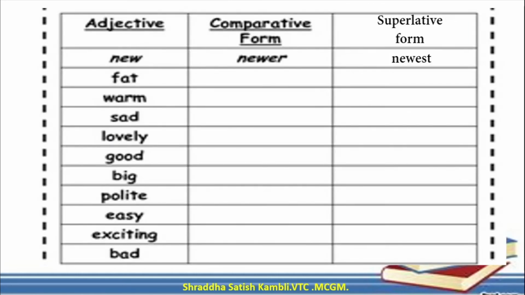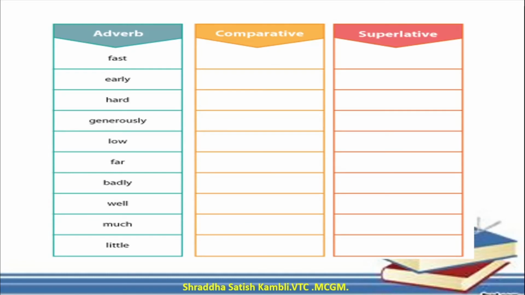You are supposed to write the comparative form and superlative form of all these adjectives. You have new, newer, newest as an example. You have fat, fatter, fattest, warm, warmer, warmest, so you will write and complete. There are some irregular forms also somewhere in the middle. Then there is this exercise where you're going to compare the adverbs. You will write the comparative form and the superlative form of the adverb. For example, fast will be faster, fastest, whereas early will be, yes, think. When it is ending with y, what will you do?